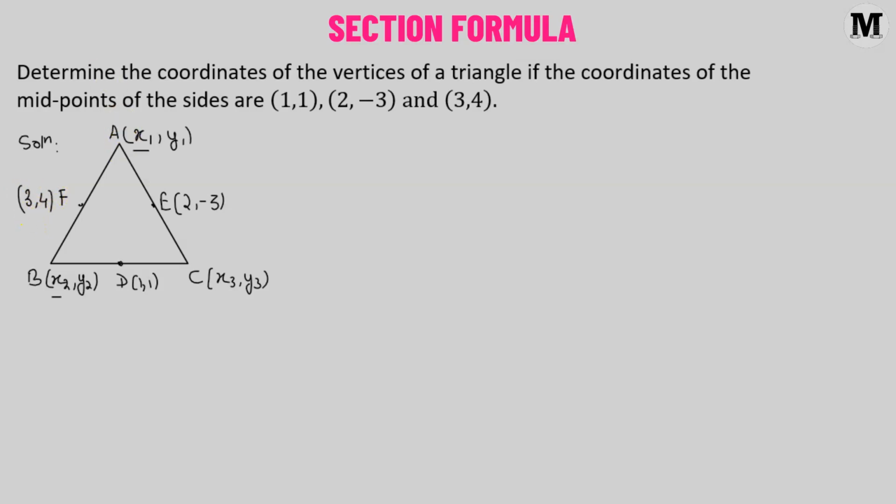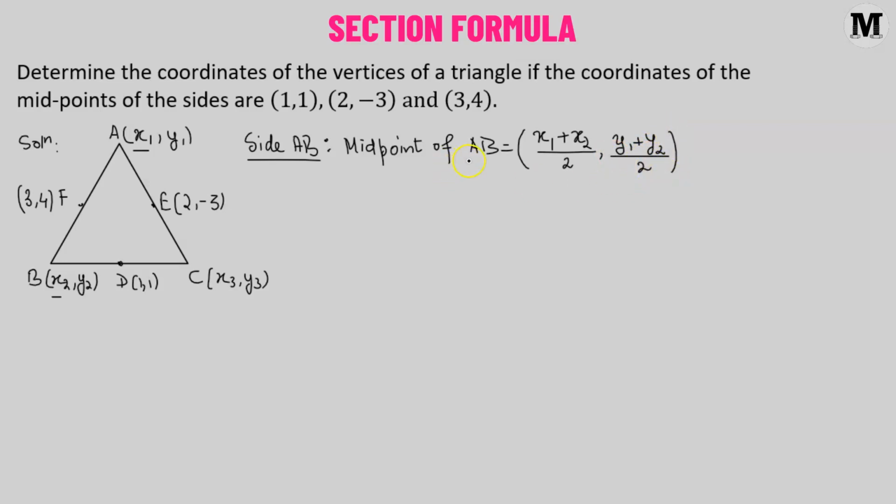So we will consider the side AB and we will begin by first computing the midpoint of AB. Now the midpoint of side AB in terms of these endpoints x1, y1 and x2, y2 is defined as, for the x coordinate, we sum up the x coordinates of the endpoints. So that's x1 plus x2 divided by 2. And to find the y coordinate, we sum up the y coordinates. So we have y1 plus y2 divided by 2. So that's going to be the midpoint of AB.